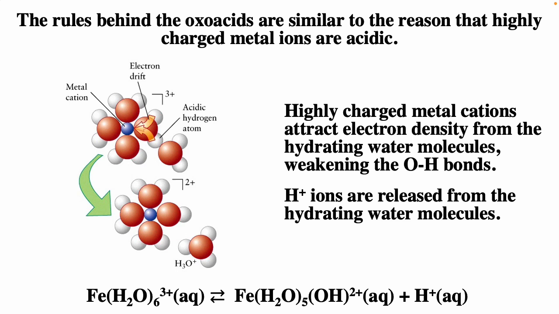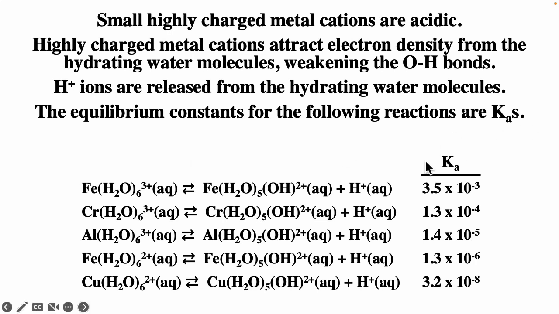And so that's how you get acidic solutions from small highly charged metal ions. Now it's the same with the oxoacids. We saw that the more electronegative the center atom, the more it can weaken this bond, making it a stronger acid. And so for iron 3+, it actually has a Ka of 3.5 times 10 to the minus 3. Chromium 2+ will give you 1.3 times 10 to the minus 4. And then copper 2+, 3.2 times 10 to the minus 8. And so small highly charged metal ions give you acidic solutions. And again, you can also think about the same effect when you're looking at the oxoacids.